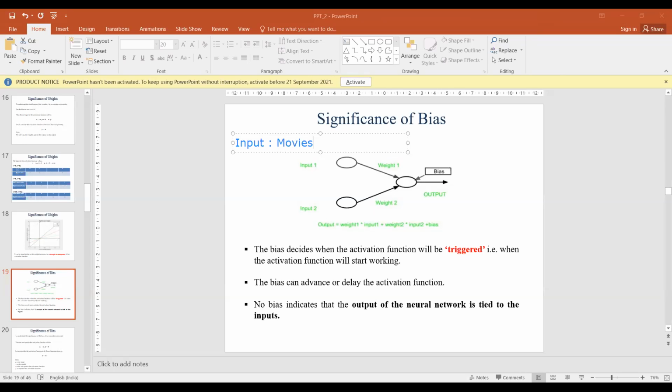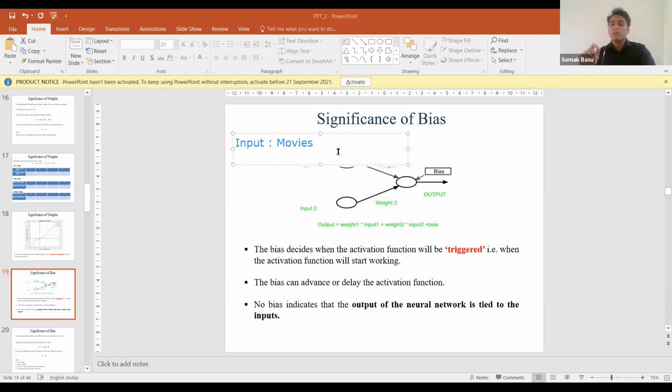Fine. So I'll just take a small example. Let us say the input is movies. Now there are some people who are very passionate about movies. Whatever movie is released, they see that movie. Hindi, English, whatever movie is released, they watch that movie.